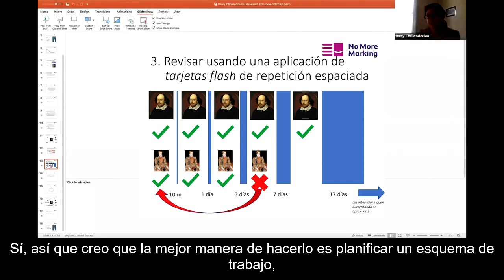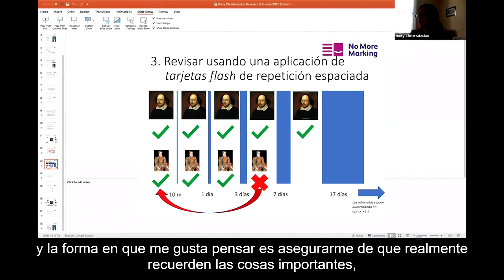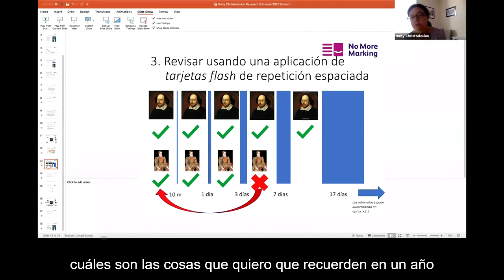Yeah, so I think the best way of doing it is to plan it for a scheme of work. So do it within the context of planning the scheme of work, and be thinking, the way I like to think about it as well is to make sure you're really remembering the important things. What are the things I want them to remember in a year's time?